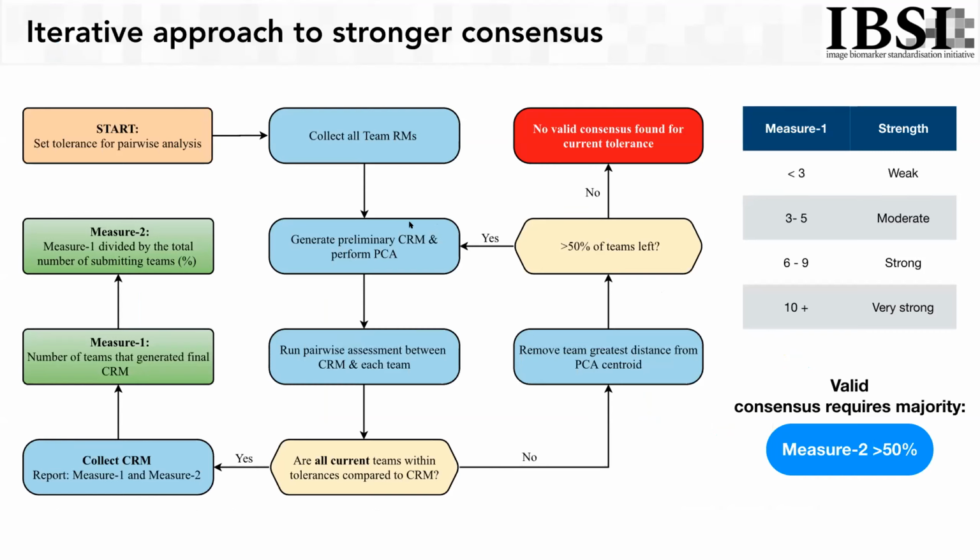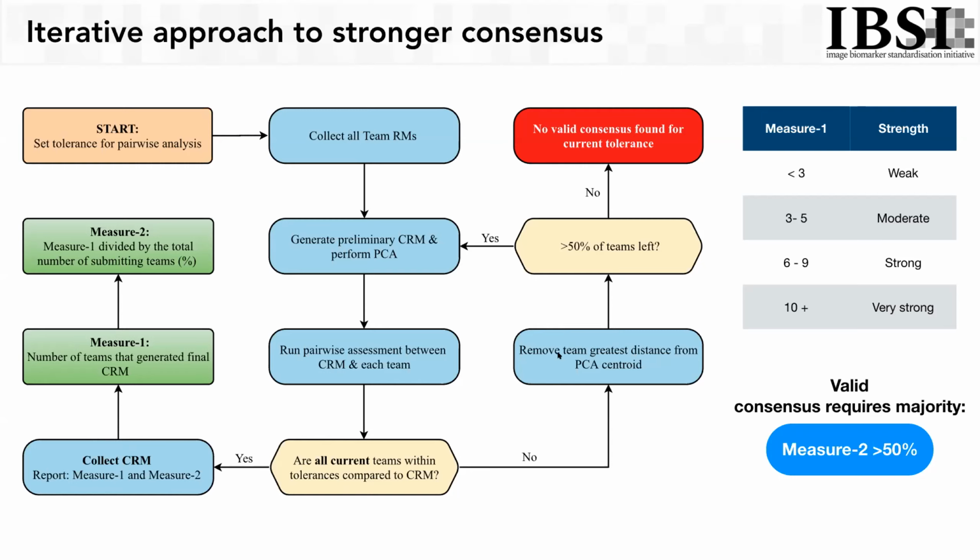So utilizing both of these techniques, the main idea is to iterate towards consensus when we find that the pairwise agreement between each team and the consensus response map is not strong enough. So to do this, essentially, we select our tolerance, we collect all the response maps, generate a preliminary consensus response map, and perform the PCA. We run the pairwise assessment between each team and the consensus response map. If all of the current teams are within tolerance, that's good, and then we can collect that and the results. But if not, we then utilize the PCA to remove the team that's the furthest away from the consensus.